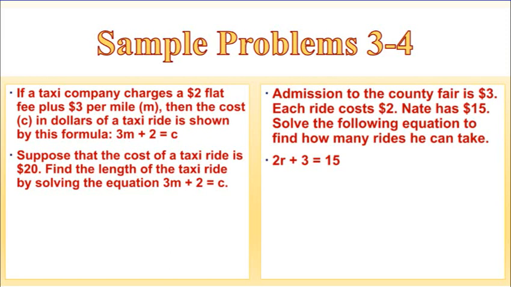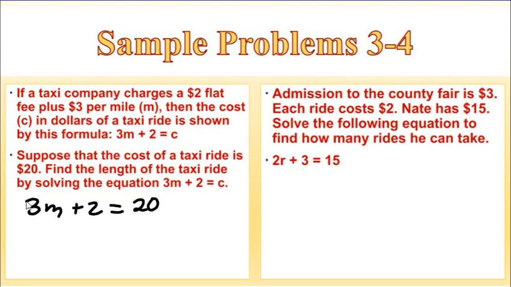Next one: if a taxi company charges a $2 flat fee plus $3 per mile, then the cost C in dollars of a taxi ride is shown by this formula: 3M plus 2 equals C. Suppose that the cost of the taxi ride is $20. Find the length of the taxi ride by solving the equation 3M plus 2 equals C. We're solving for M, how many miles, when the cost is $20.